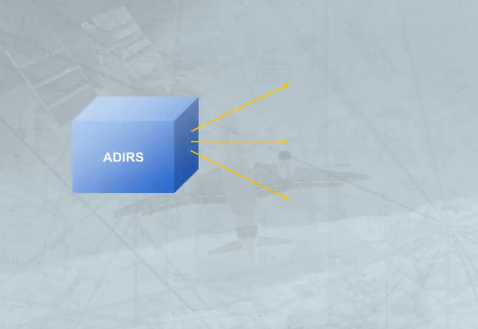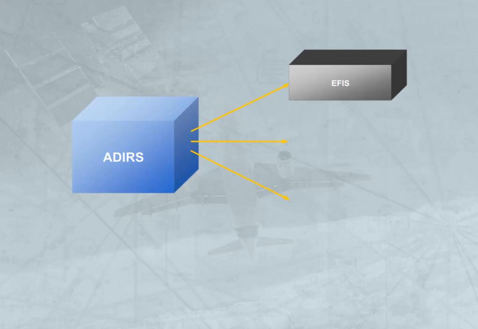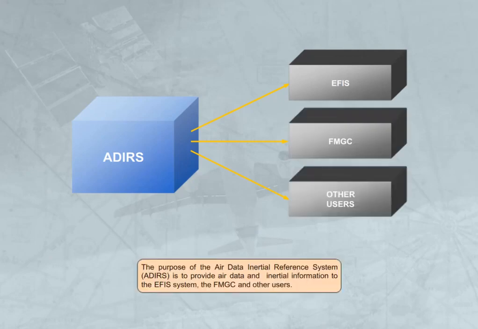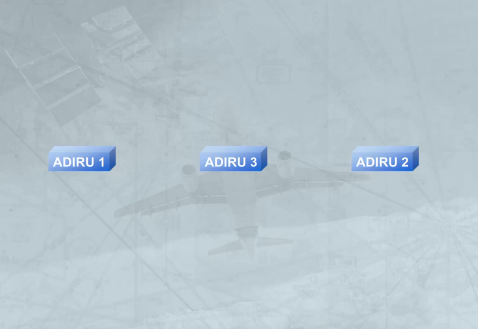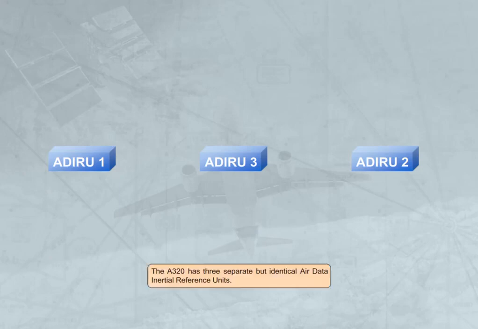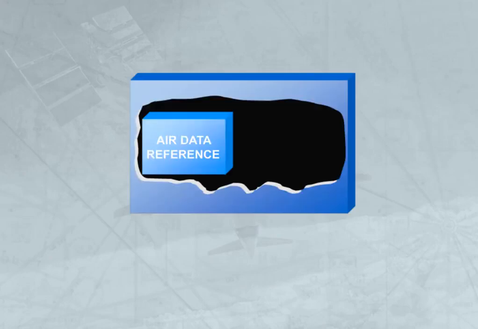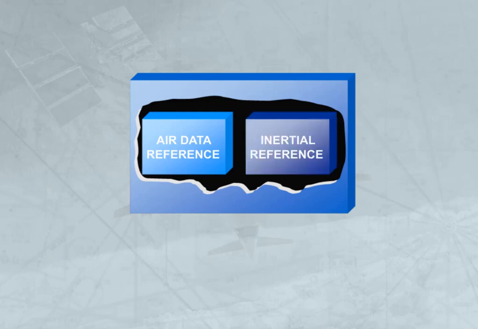The purpose of the Air Data Inertial Reference System, ADIRS, is to provide air data and inertial information to the EFIS system, the FMGC, and other users. The A320 has 3 separate, but identical, air data inertial reference units. Each ADIRS combines an Air Data Reference Computer, or ADR, and a Laser Gyro Inertial Reference System, or IR.